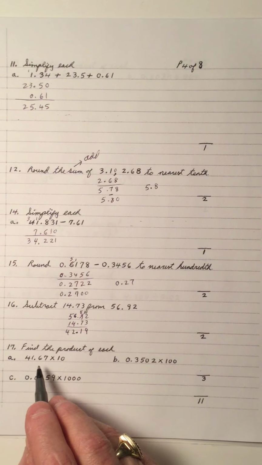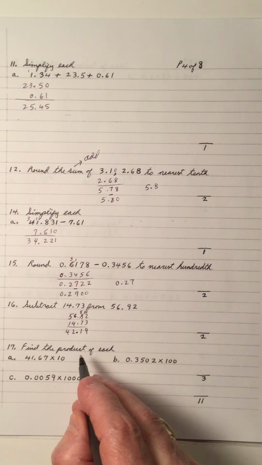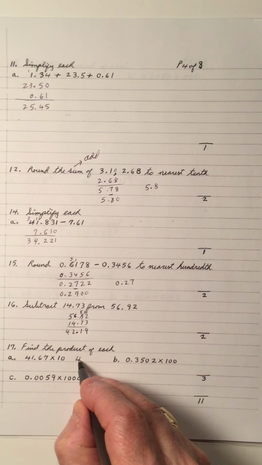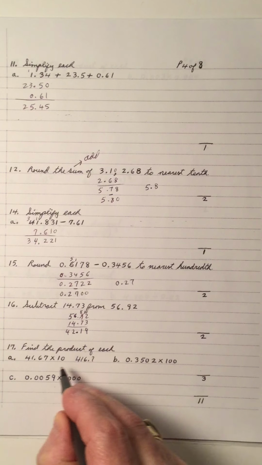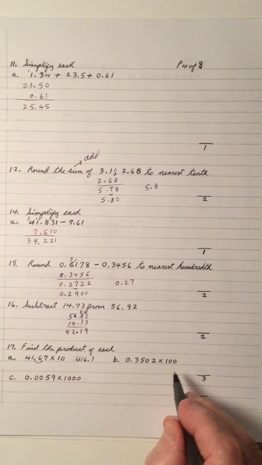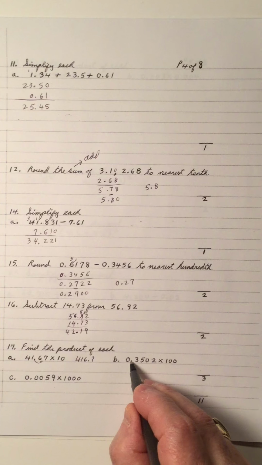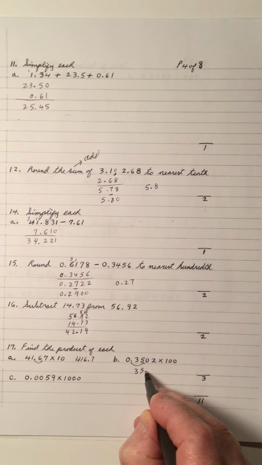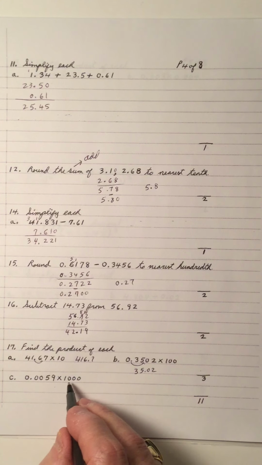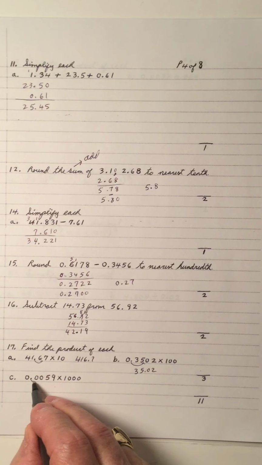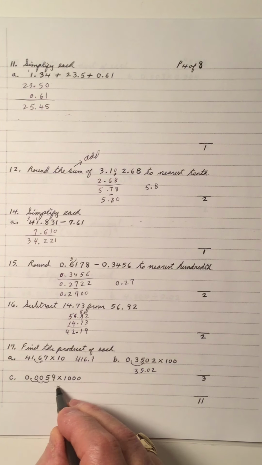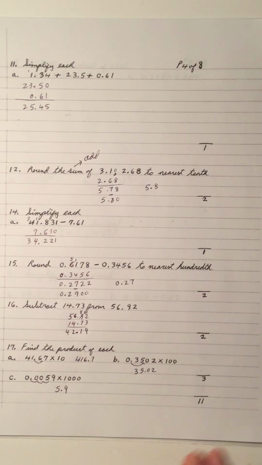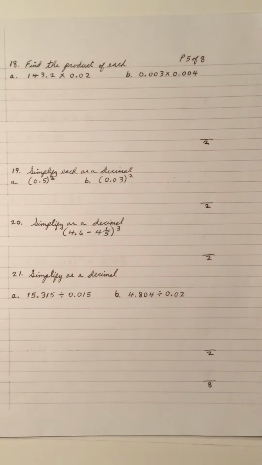Number 17. Multiply. When you multiply by 10, the decimal moves 1 place to the right. The decimal moves right there. Multiply by 100, the decimal moves 2 places to the right. So it becomes 35.02. Multiply by 1,000 moves 3 places. 1, 2, 3. So it's 5.9.